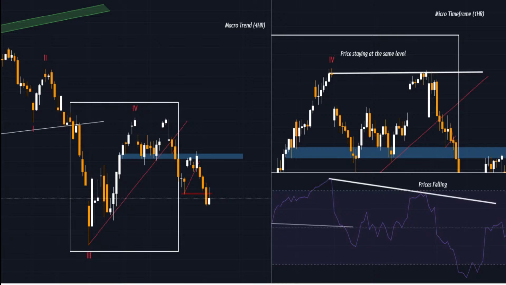So on the macro time frame, you can see we are clearly in a downtrend. And then as you can see, we then move higher, where I have highlighted wave 4. That is our micro correction, right? So we're looking for a continuation to the downside, a reversal from our micro trend, which is a bullish wave, it seems.